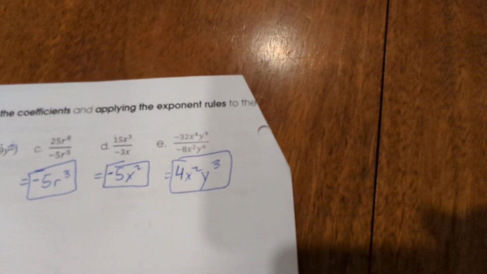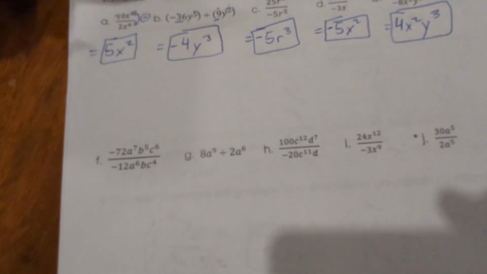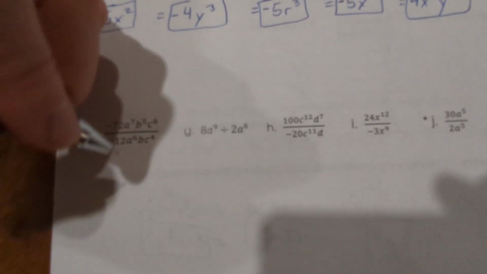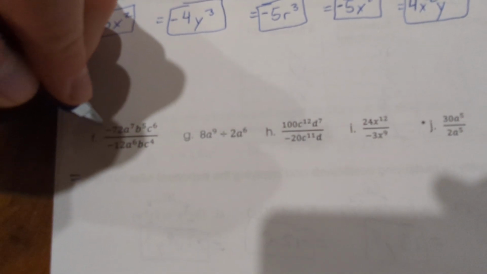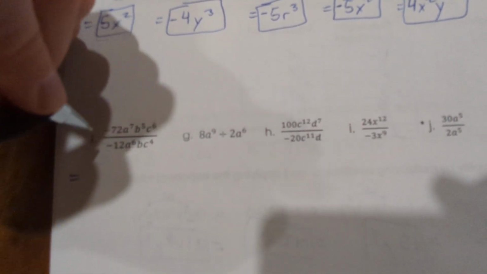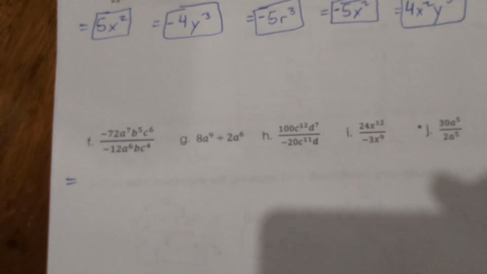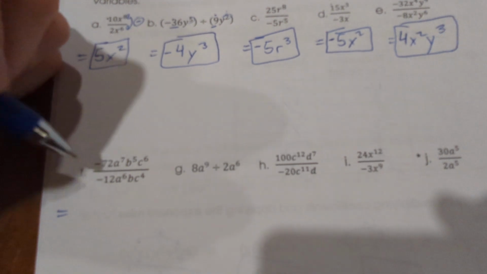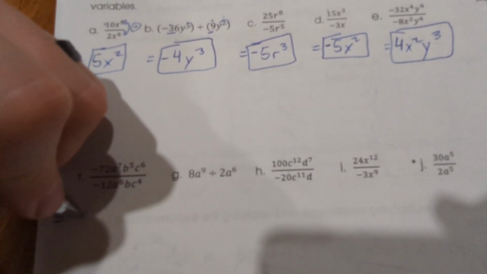And as we go forward, things get a little bit more complicated, but it's always the same steps. Even though this looks a bit crazy here, you want to just take it one thing at a time, right? So we're dividing the numbers out front. Negative 72 divided by negative 12 is, so 6 times 12 would be 72. So if we divide these, we get 6.